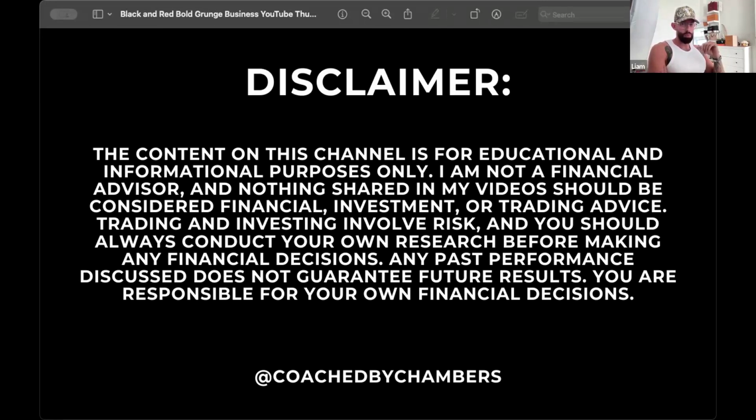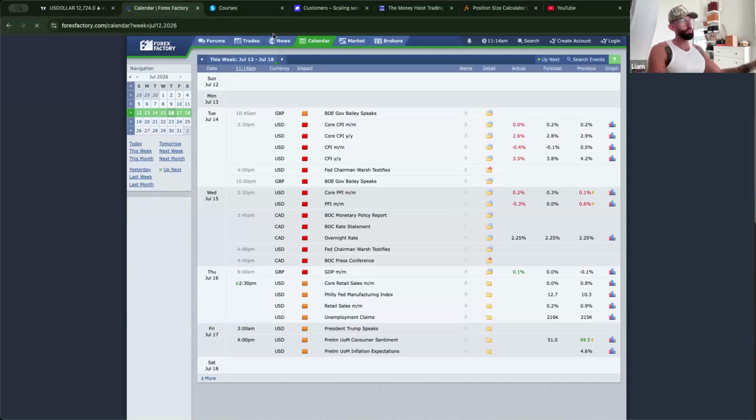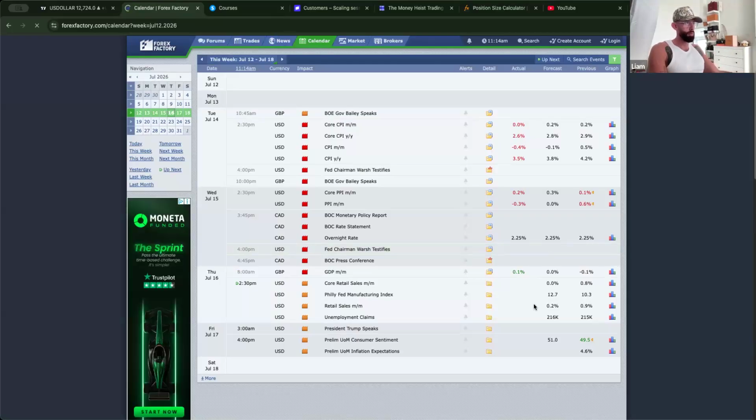Now that's out the way, let's jump into the charts. Having a quick look at Forex Factory and seeing what's going on from a fundamental standpoint. Of course, yesterday we had quite a lot of red folder news, as you guys can see. Going into today, which is the 16th of July, we've got nothing in regards to red folder news for the rest of today and also for Friday as well.